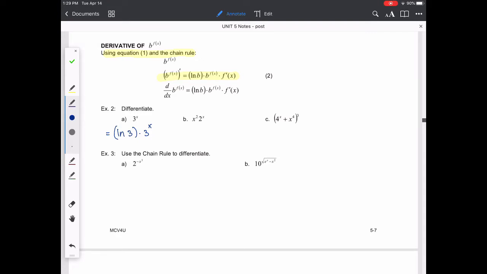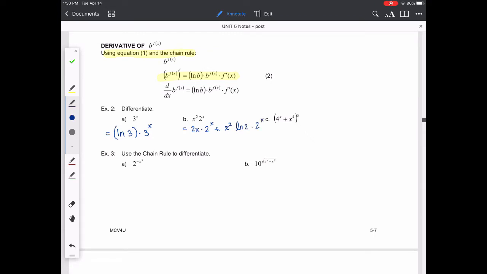For the next one, we have x squared times 2 to the exponent x. That means there's the product rule that I have to use, and there's going to be a little bit of the chain rule because we have 2 to the x, which changes the form up a little bit. Using the product rule, the derivative of x squared is 2x, times 2 to the exponent x, plus x squared times the derivative of 2 to the exponent x, which is ln of 2 times 2 to the x.